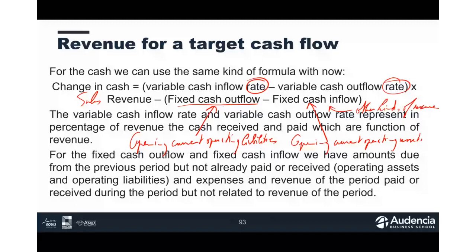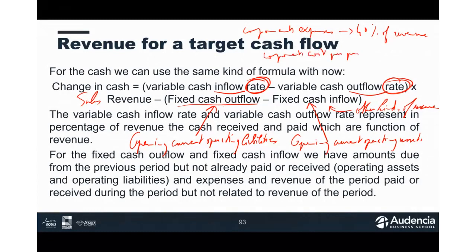For what is dependent on the revenue, we need to find the rate. So the percentage for the receipts and for the disbursements. So for instance, if the component expense represents 40% of the revenue, it means the component cost per product represents 40% of the selling price.